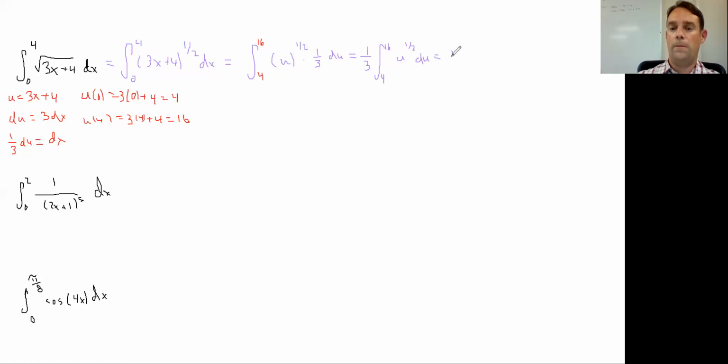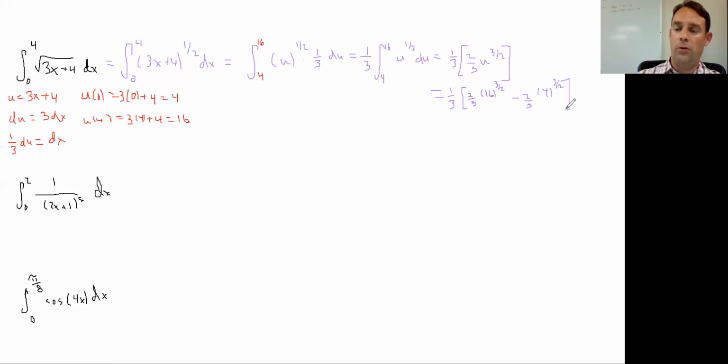So we're going to integrate. So 2/3 u to the 3/2. And when we plug it in, we get 1/3 times 2/3 times 16 to the 3/2 minus 2/3 times 4 to the 3 halves. And we can leave it like that if we wanted to.